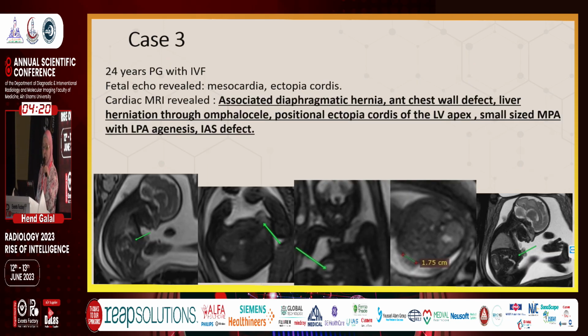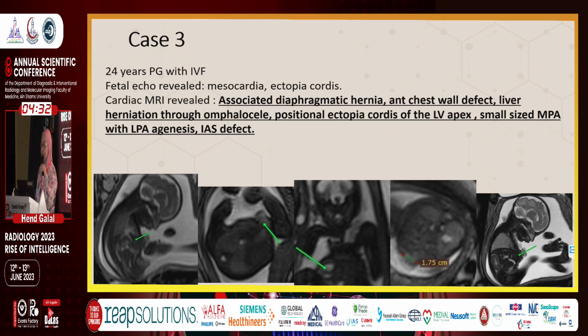Case 3 was a 24-year-old primigravida with in vitro fertilization. Fetal echo revealed mesocardia with ectopia cordis. Cardiac MRI revealed associated diaphragmatic hernia and chest wall defect, with liver herniation.